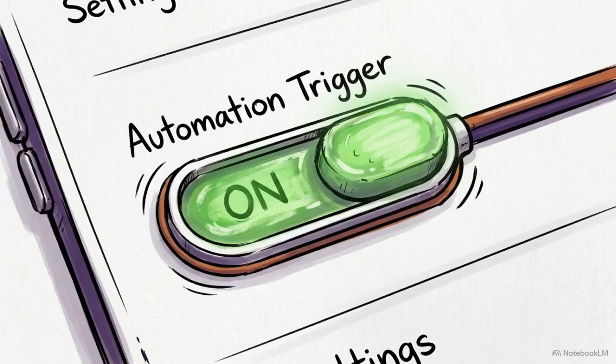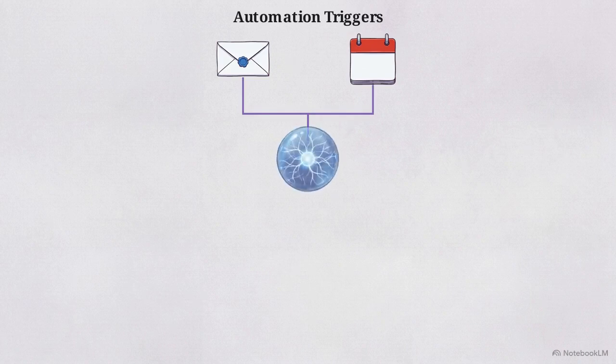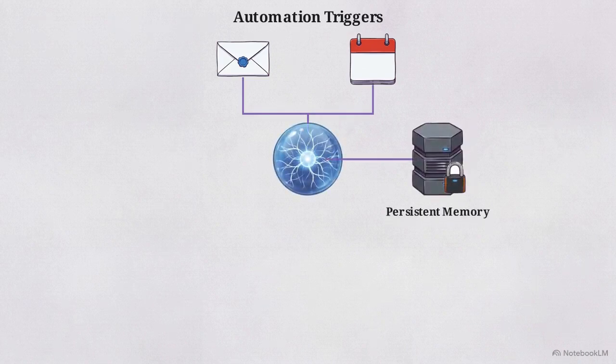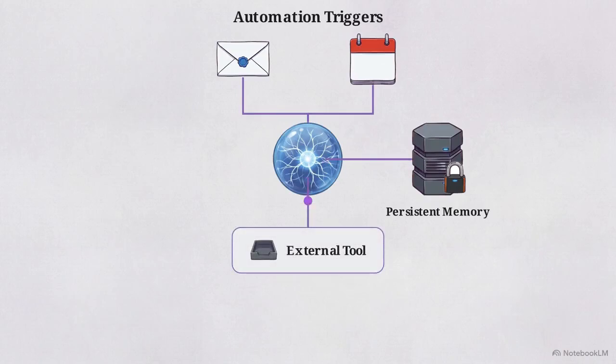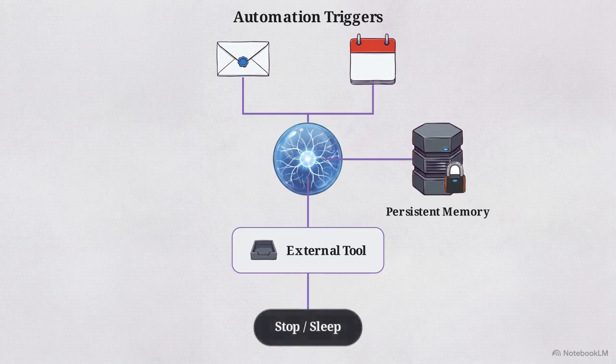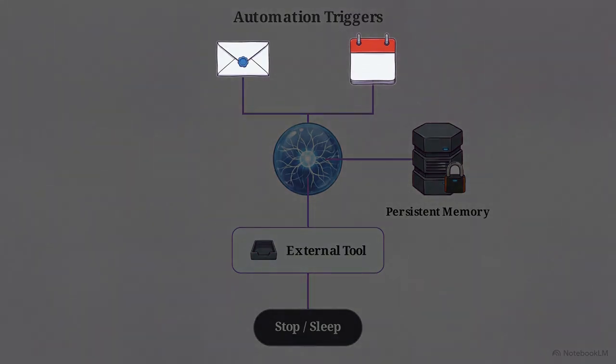The final step is replacing your own manual prompts with an automation trigger. At the top of this flowchart is your automation trigger, a timer or an event like a new email. When that trigger fires, it forces the assistant to wake up and immediately consult its persistent memory. Following the rules in that memory bank, the assistant moves down to utilize the connected external tool. After the tool runs, the system logic resolves and safely returns to a dormant state, waiting for the next trigger.